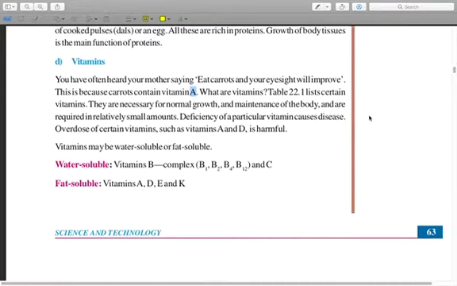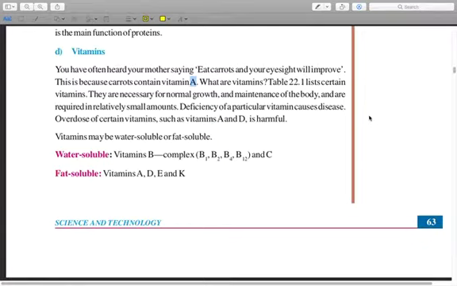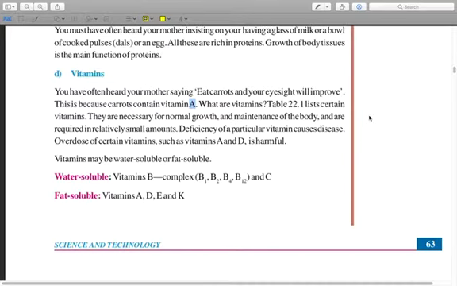So basically, vitamins have some functions, for necessary normal growth and maintenance of our body, and they are required in relatively small amounts compared to carbohydrates and proteins. Vitamins are present in small amounts in our body and are required in small amounts. So deficiency of certain vitamins causes certain diseases. And also if the vitamins are in overdose, like vitamin A or D, it is harmful for our body. There might be some diseases.